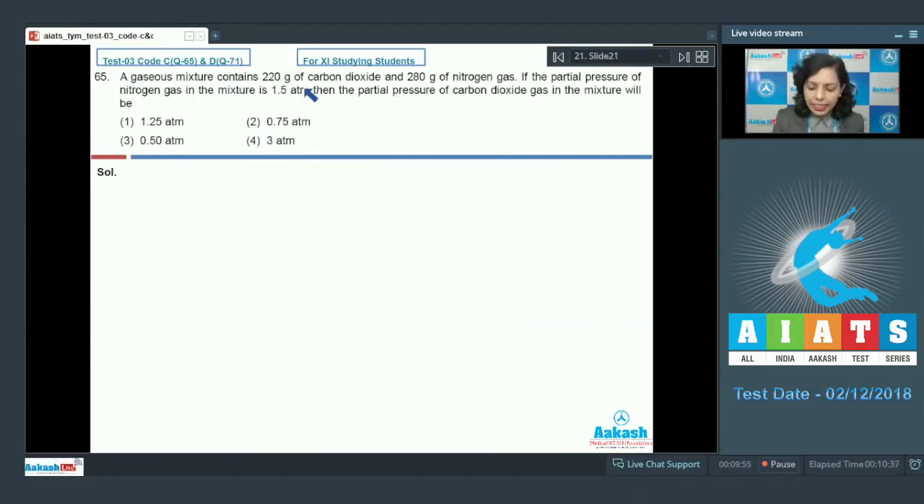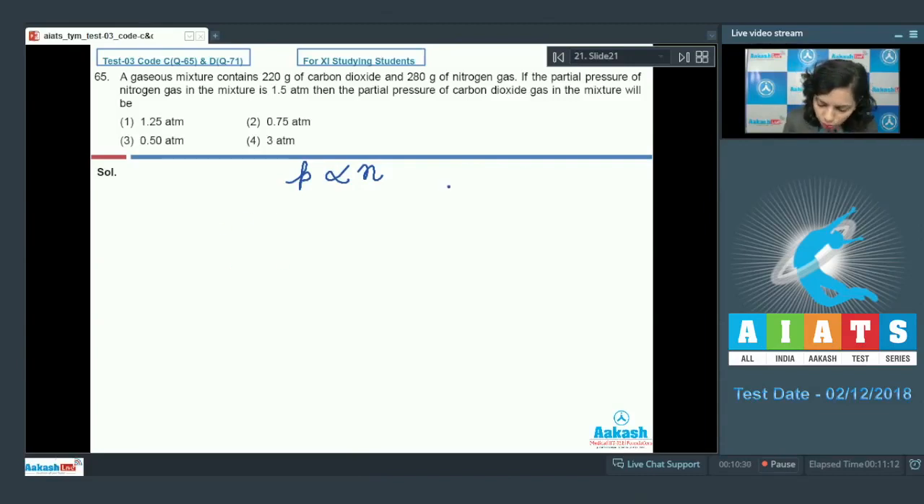A gaseous mixture contains 220 gram of carbon dioxide and 280 gram of nitrogen gas. If the partial pressure of nitrogen gas in the mixture is 1.5 atmosphere, then the partial pressure of carbon dioxide gas in the mixture will be. This case is an application of Dalton's law of partial pressure. And we know that partial pressure is dependent on the number of moles of a particular gas in the mixture. And here we have two gases: one is carbon dioxide, another is nitrogen.